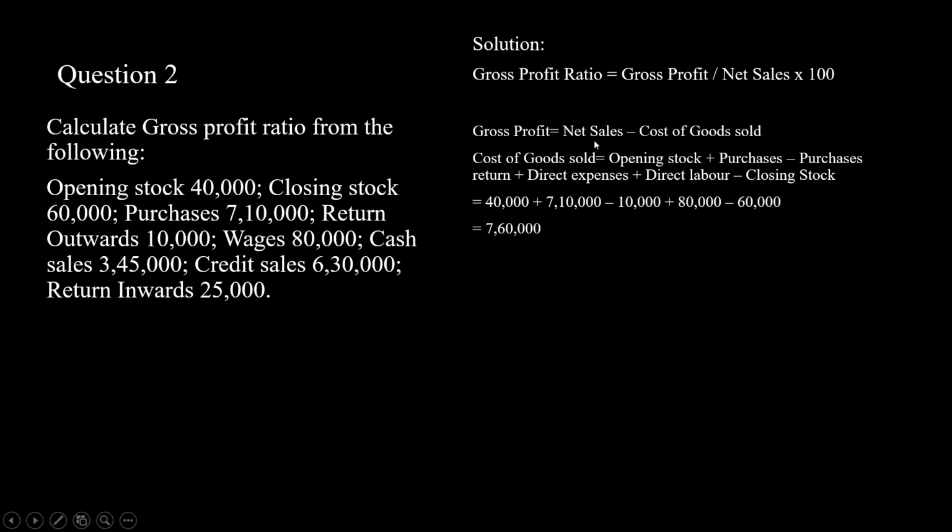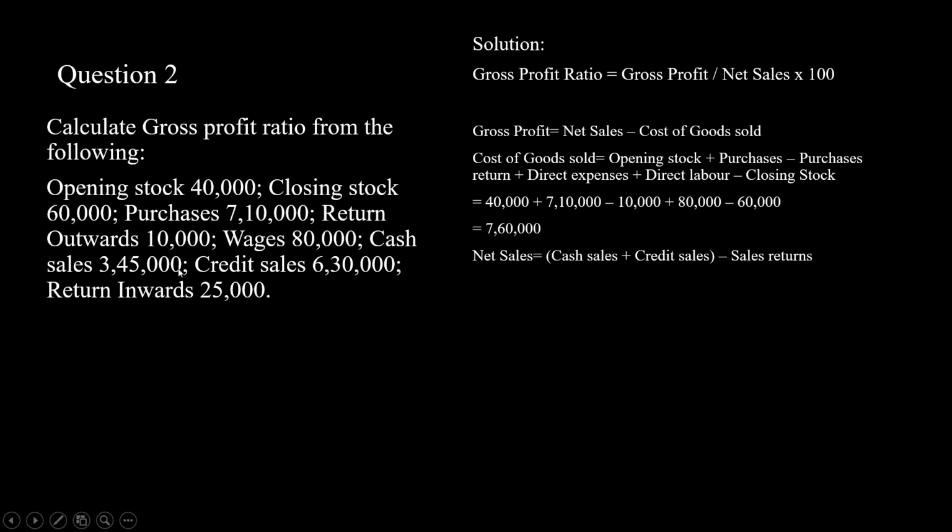Now we should know what is net sales. How to calculate net sales? Net sales is cash sales plus credit sales minus sales return. Now we have to see in the question whether cash sales is there or not. Yes, it is there. So credit sales is also there. Return inwards means it is sales return.